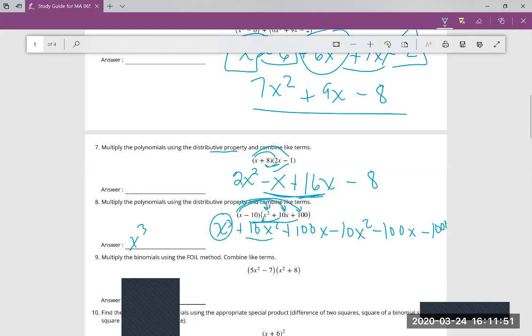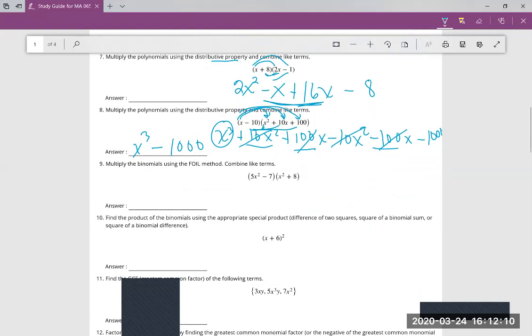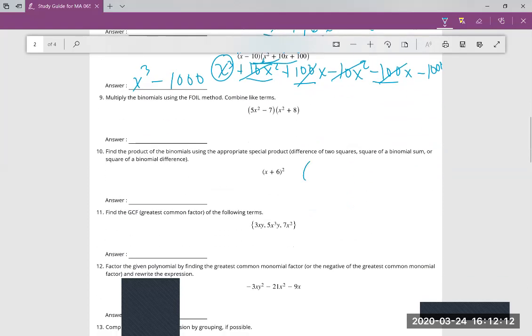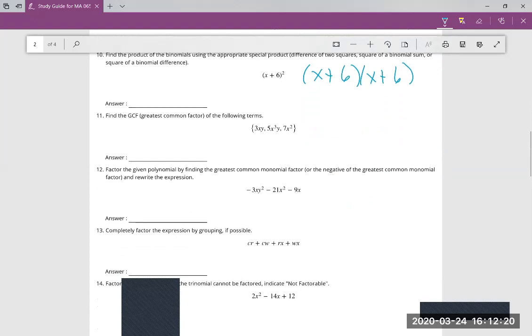Then let's see, plus 10x squared minus 10x squared, okay, plus 100x minus 100x, okay, and then we just have minus 1,000, and that is the answer there. All right, moving on, we'll skip that one. That one's a FOIL. Don't forget on this one, before you FOIL, expand it first, because there will be a middle term, okay? Finding the greatest common factor.